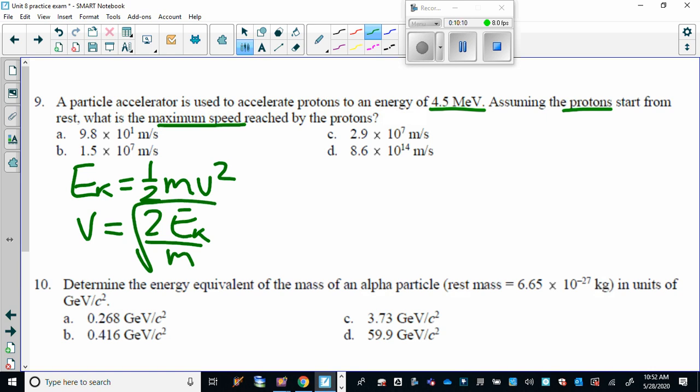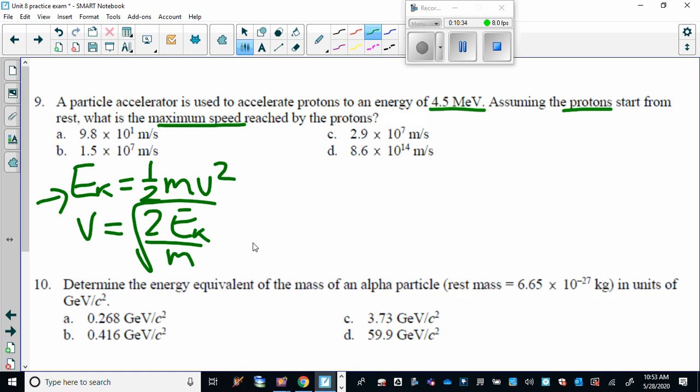And all we have to do in this question is make sure we convert the kinetic energy, which is given to us in mega electron volts, into joules. So in this formula here, the energy must be in joules. You can't have it in electron volts. We can do it separately if you want, or you can put it into the equation.